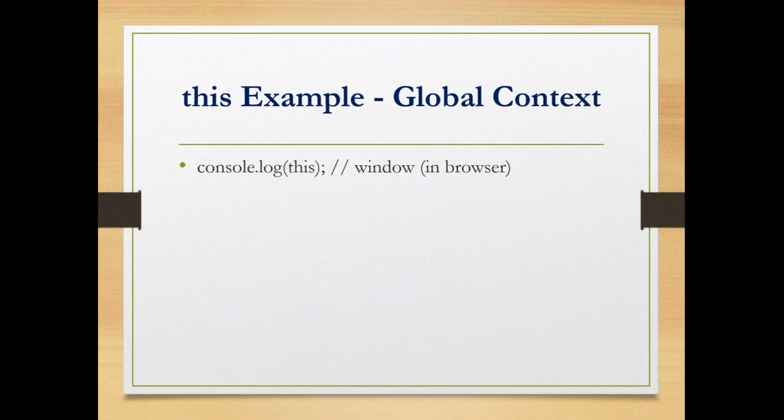Here I am taking an example for global context. In this, I am taking the output as console.log, and inside I am taking this, which means the window in the browser. Next we will see another example for the this keyword.